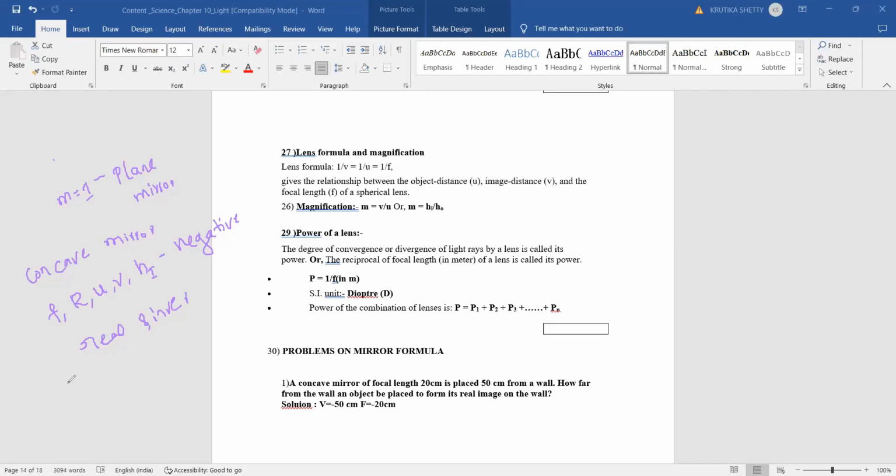Next, if you have the virtual and erect image. So the sixth case, in the concave mirror, we study the virtual and erect image. So for that, this is for real and inverted. Next one, second point I am telling you, for the virtual and erect image, the magnification will be positive and focal length, radius of curvature, object distance, they are negative.